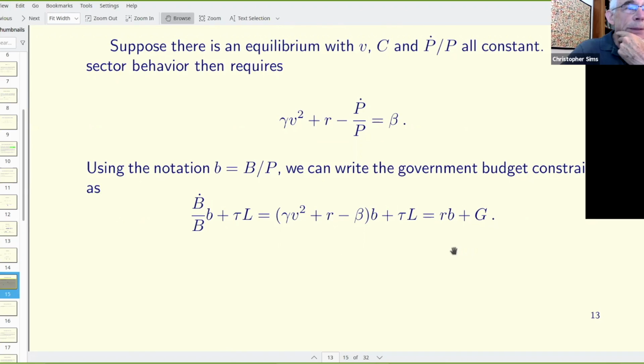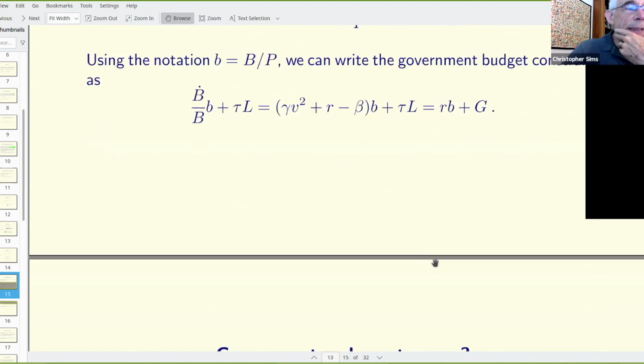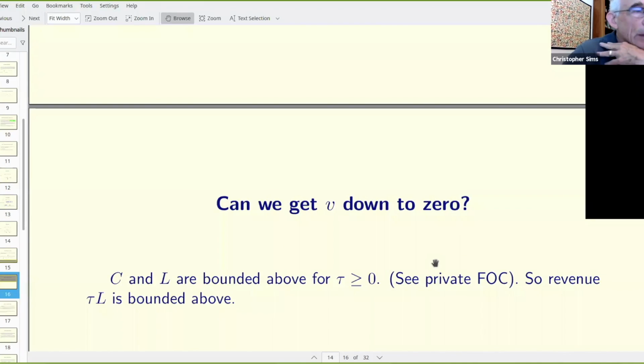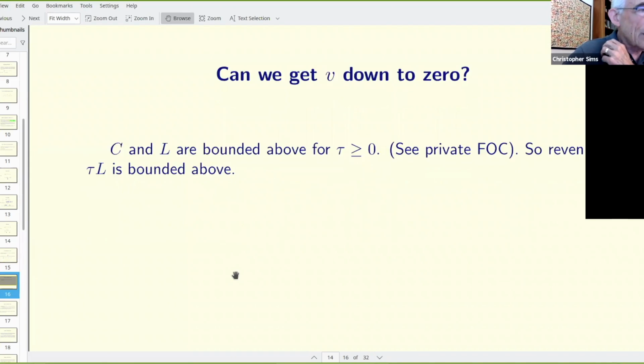I think the next line, this is the government budget constraint in the steady state. Now, as I mentioned, C and L are bounded above for positive tau. It's easy to see that for C. It takes a little more argument to prove that that's true for L also. Revenue tau L has to be bounded above then, since L is bounded above. L isn't physically bounded above, it's just that in no equilibrium will agents find it optimal to make L arbitrarily large. So in equilibrium, revenue from tau L is bounded above.